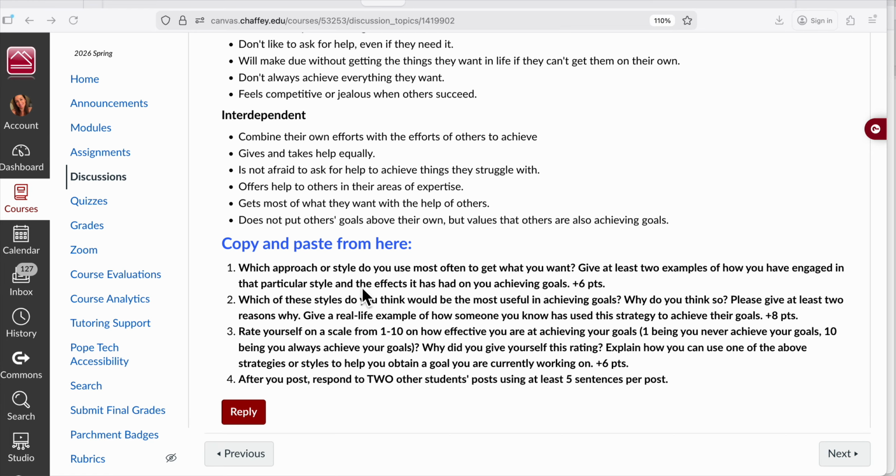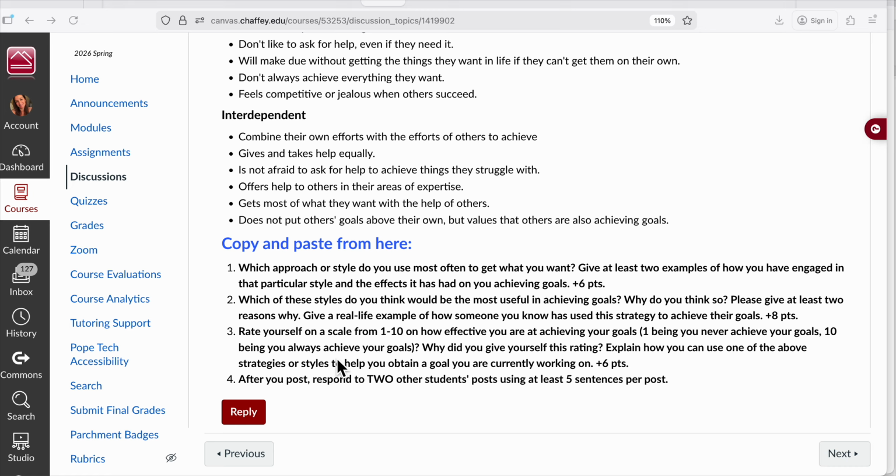Then number 2, it says, which of these do you think would be most useful in achieving goals? I kind of already mentioned that, the answer is this: interdependent is the most useful because you can achieve the most. But I guess it depends on your style. So maybe if you're a dependent person, that's the best style for you. That would be the most useful for you.